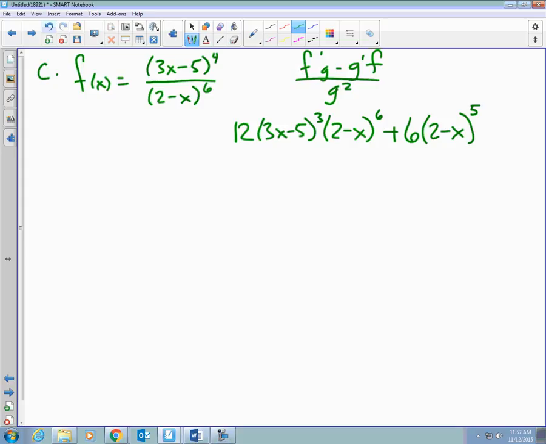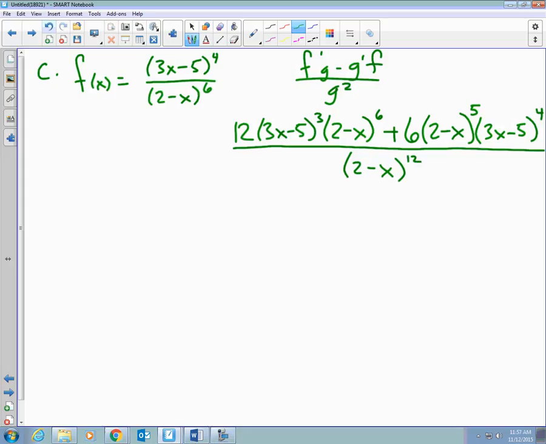No box. Not too bad, huh? If you have to draw the box, draw the box. Nice. I wanted to do one without it, okay? And then times f. F is 3x minus 5 to the 4th, all over g squared. So what's in the denominator? Now, what do I got? 2 minus x to 12.